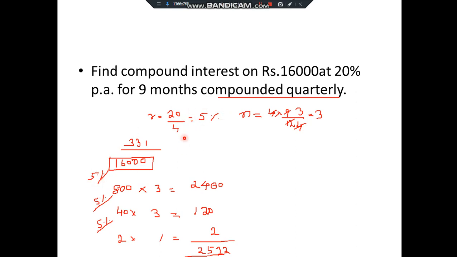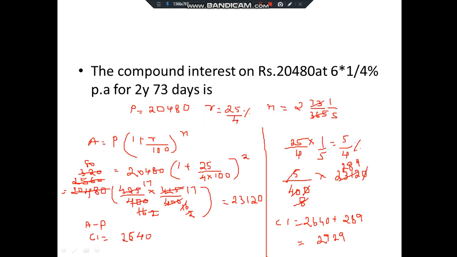So 5% of 16,000 is 800. Again 5% of 800 is 40, and one more time, because our N is equal to 3, right? So 5% of 40 is 2. Since it is the 331 method, into 3 into 3 into 1, then 800 into 3 is 2400, 40 into 3 is 120, 2 into 1 is 2. On total you get it as 2522. I hope you understood.